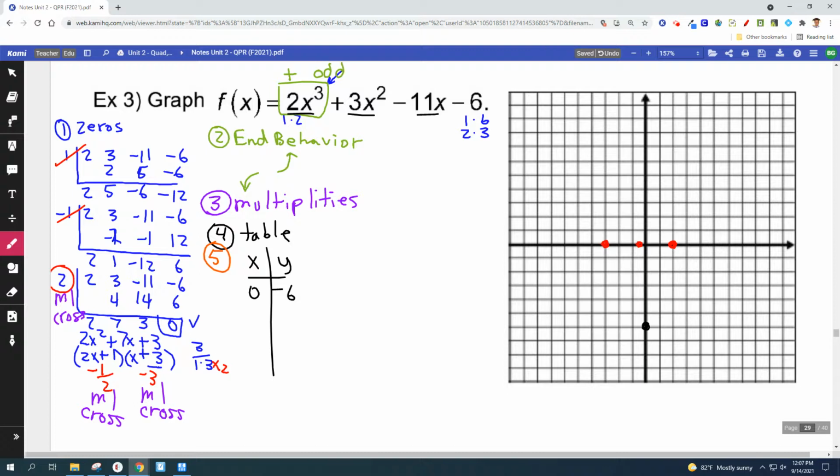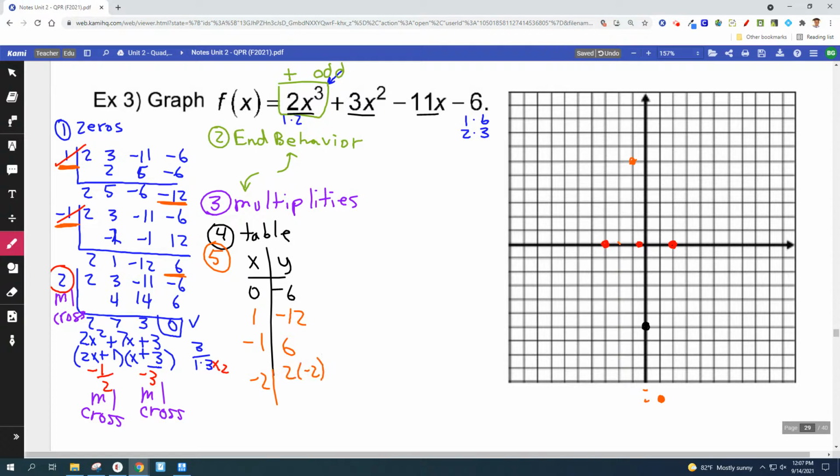But check it out. I already plugged in 1 and got negative 12. So when x is 1, y is negative 12. Use your table from before. When x is 1, y is negative 12. So 1, 2, 3, 4, 5, 6, 7, 8, 9, 10, 11, 12 is down here. 1, negative 12. But I also plugged in negative 1 and got positive 6. Negative 1, 1, 2, 3, 4, 5, 6. I don't really need a whole lot more points. Maybe I'll plug in negative 2 and see what happens at negative 2.